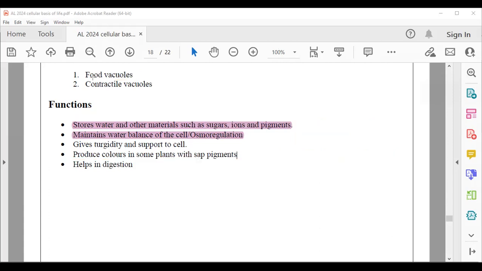Read these two words. What are the two words here? Food vacuole and contractile vacuole. Read the other one. Contractile vacuole. The contractile vacuole performs osmoregulation in Euglena, Paramecium, amoeba.